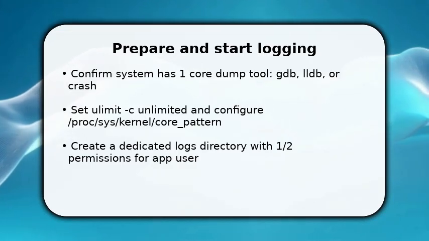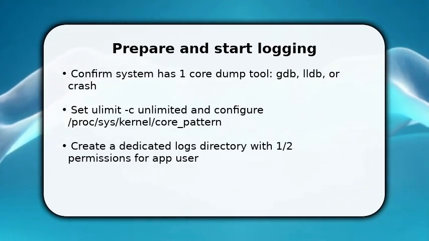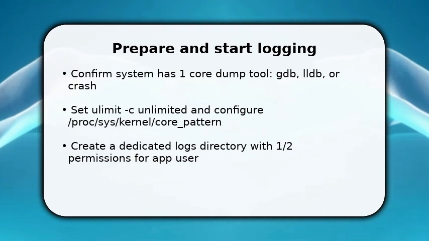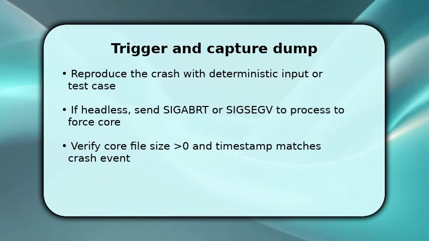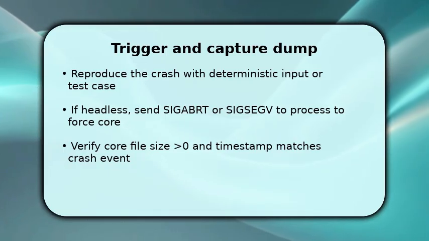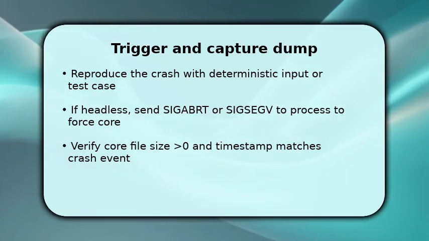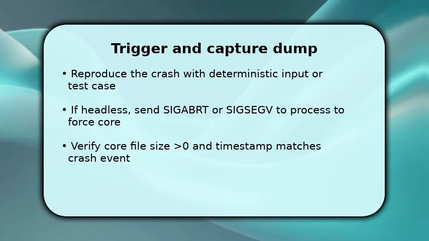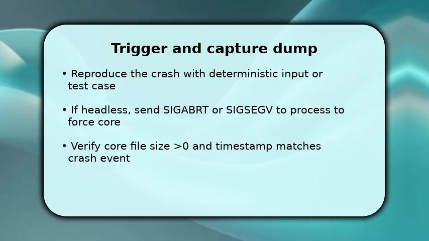Finally, start the application under the normal environment. Do not change runtime variables yet. You now reproduce the fault to generate a usable core. Run the failing input or test case. If you cannot reproduce naturally, send SIGABRT to the process to create a dump.